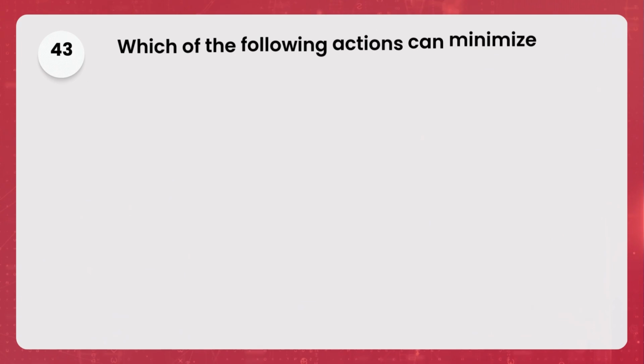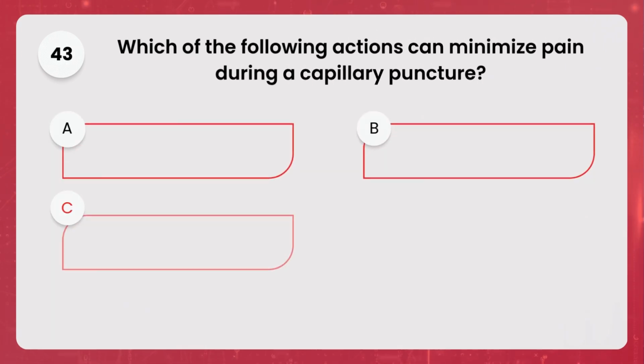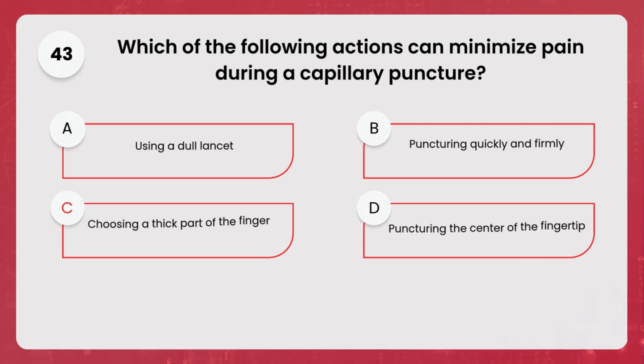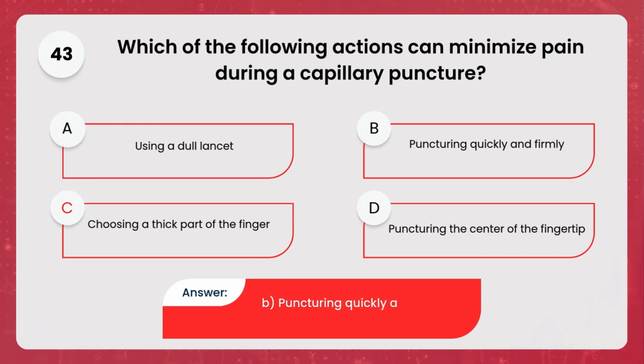Number 43. Which of the following actions can minimize pain during a capillary puncture? A. Using a dull lancet. B. Puncturing quickly and firmly. C. Choosing a thick part of the finger. Or D. Puncturing the center of the fingertip. The answer is B. Puncturing quickly and firmly.